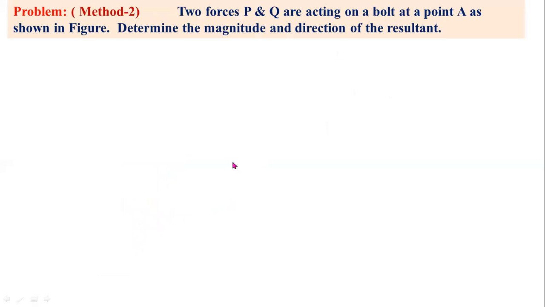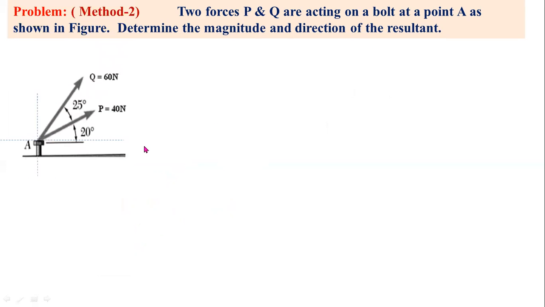Now coming to the alternate method. The question is the same, but I am using the method of projections. For determining the magnitude of the resultant, I am using the method of projections. Here I consider the x-axis and y-axis at the point A. Now this is the given diagram. I want to convert this diagram into horizontal and vertical components.